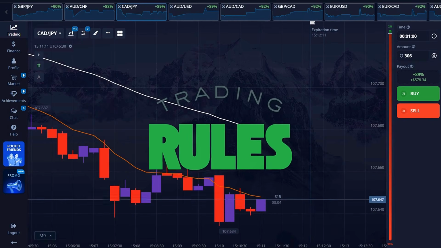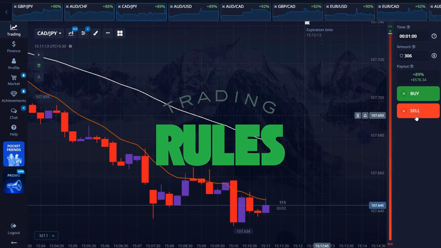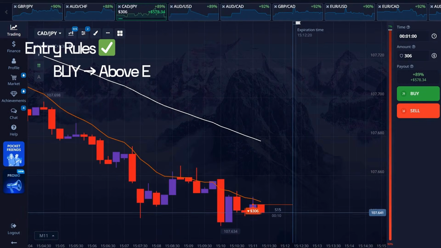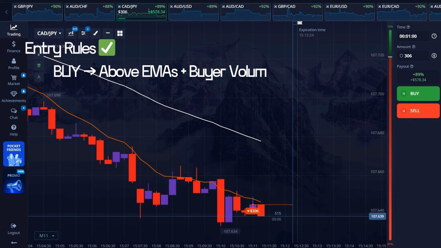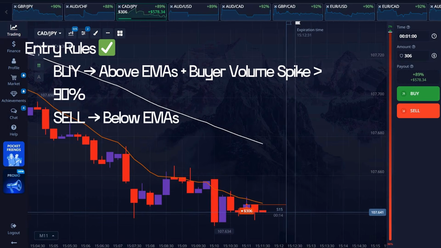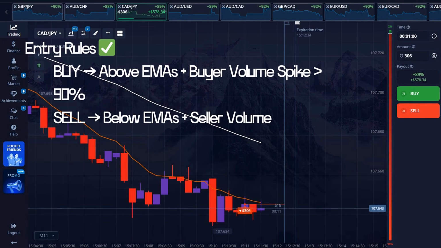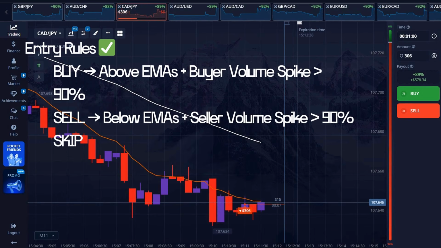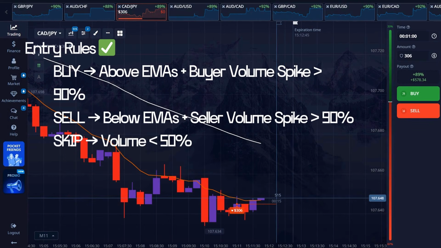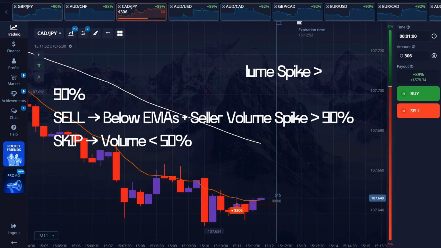The rules are also very simple. If a candle closes above both EMAs with a sudden buyer volume spike above 90%, the next candle is likely continuation. Take a buy trade. If a candle closes below both EMAs with a sudden seller volume spike above 90%, the next candle is likely continuation. Take a sell trade. If volume is weak, below 50%, just skip the trade.